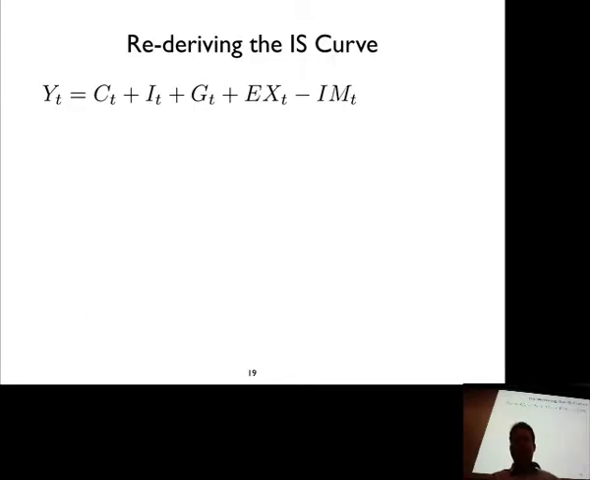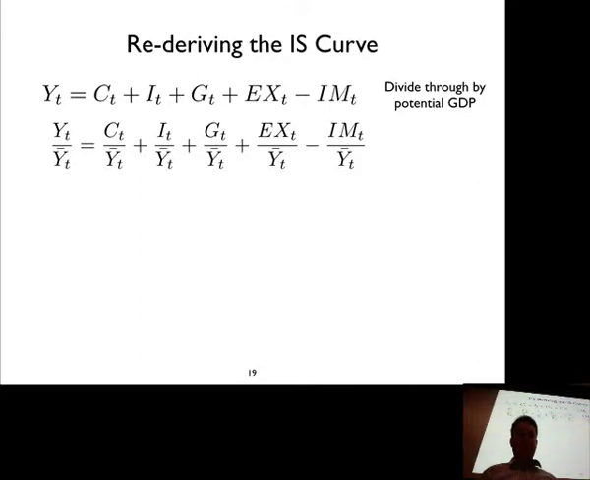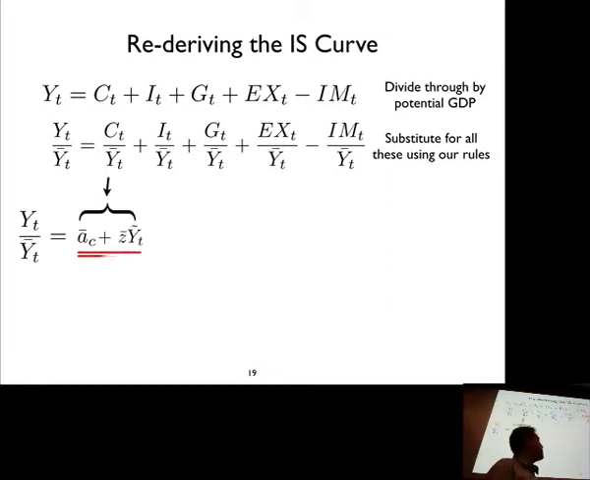Going back to the IS curve, so what do we do to derive the IS curve? You start with what you know. Y is equal to C plus I plus G plus EX minus IM. Divide through by potential GDP. That's what you get next. And now, again, as before, we're going to substitute for all these using our rules. But the difference now is that consumption as a share of permanent income is a little different, right? So the Y tilde is actually already in this piece.